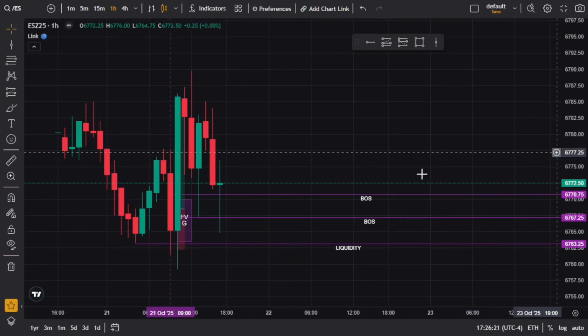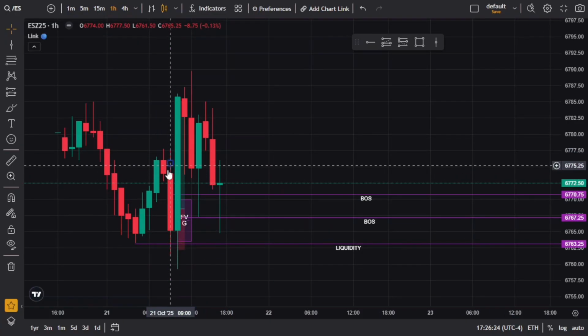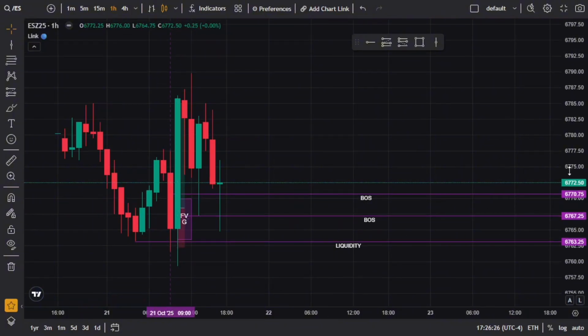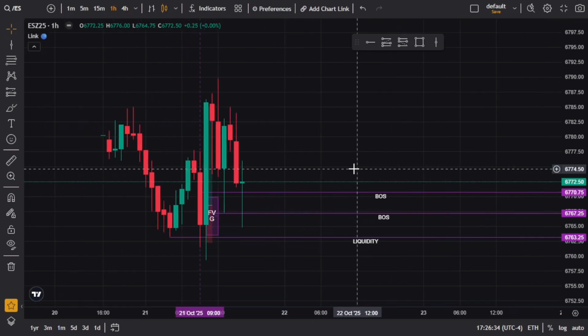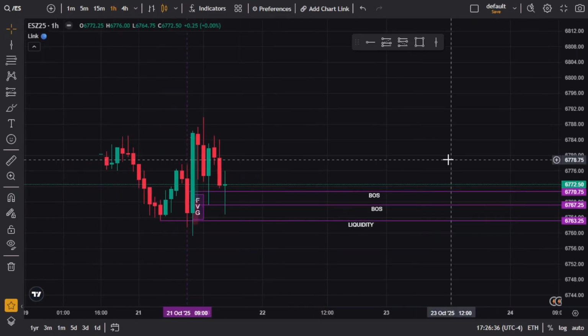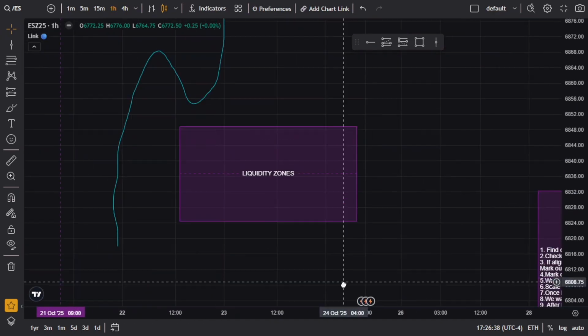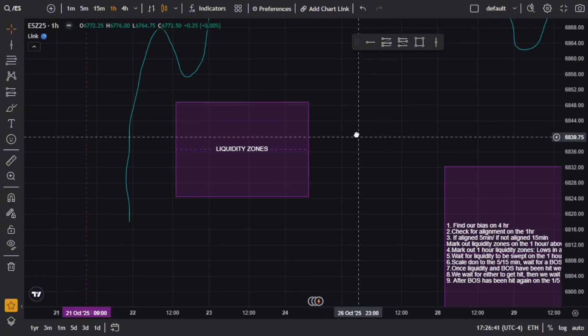Market opened here and swept these liquidity zones down here. Completely swept them. I mean, we went way past it. Perfect. That's the perfect thing that we want for the beginning of our trade. That's how you know that what you're doing is very correct, right?